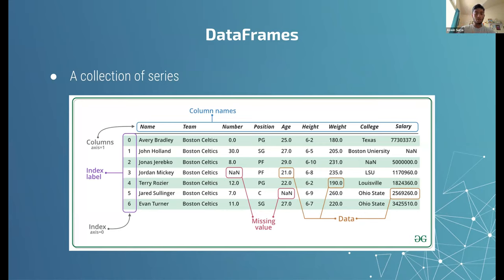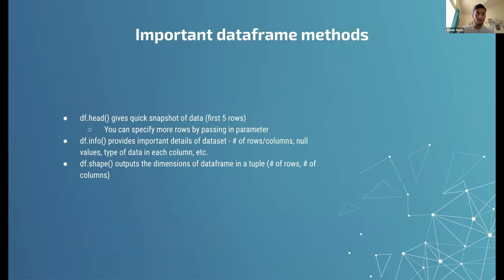There are several commands you could use to manipulate these data frames. For example, df.head gives a quick snapshot of the data. df.info provides important details of the data set. df.shape outputs the dimensions of a data frame in a tuple, in numbers of rows and numbers of columns. So you can see in this image how each column is structured, and this is just how a data frame might look. I went through these pretty quickly, but here's a recap of these common methods: .head, .info, .shape if you need.